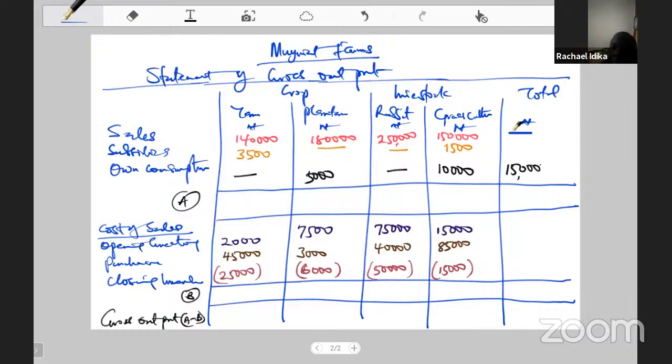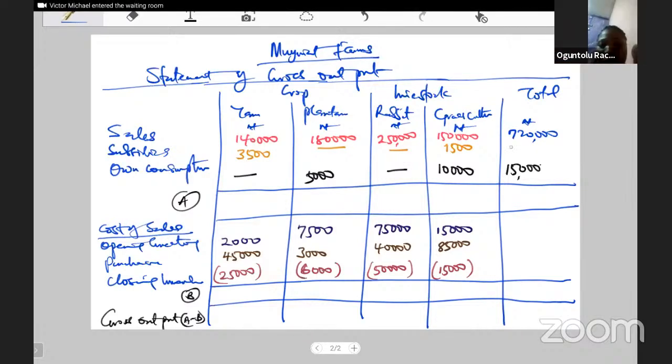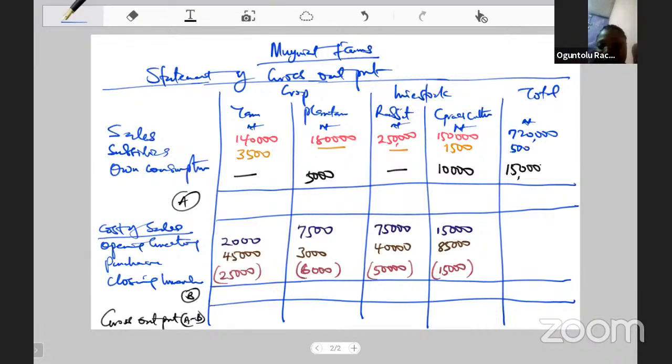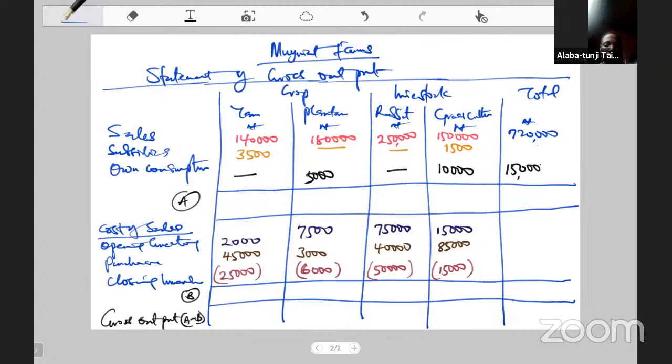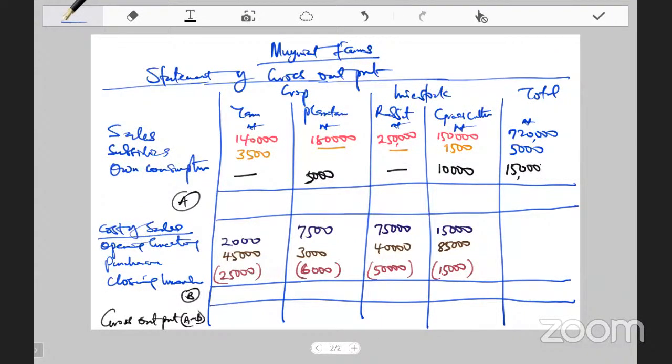720,000. What is it for subsidy? 5,000. Let's now get the total. 50,000. Okay, I was testing you. Is that all? Home consumption. 15,000 naira. I've written that.